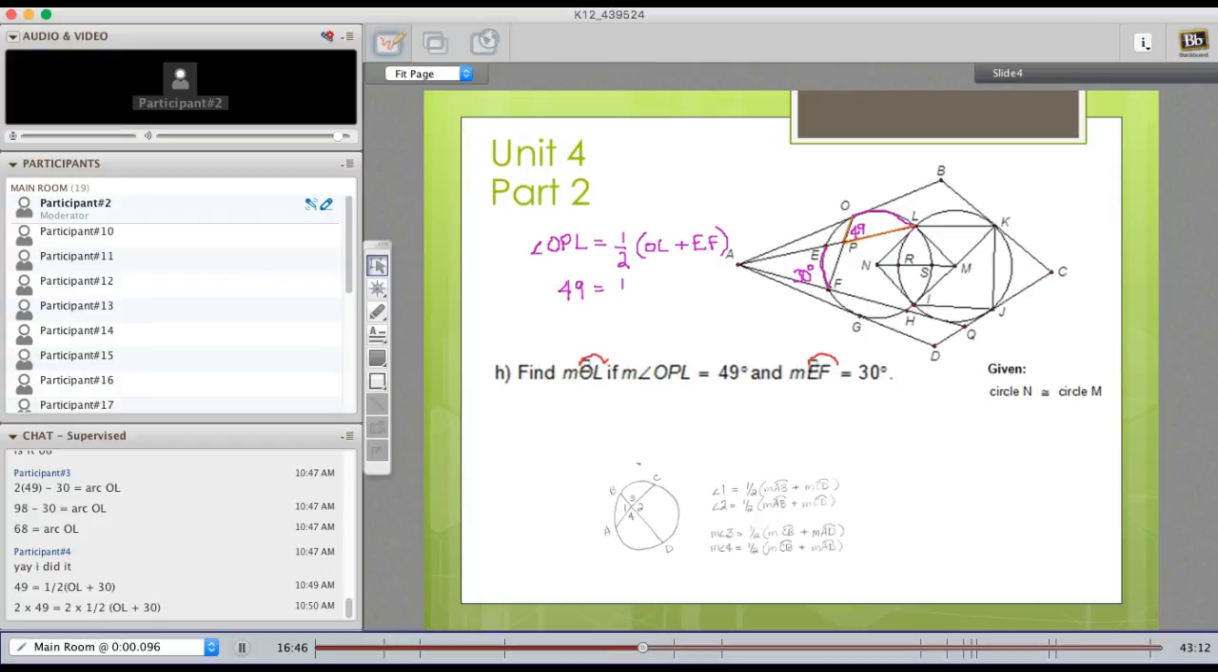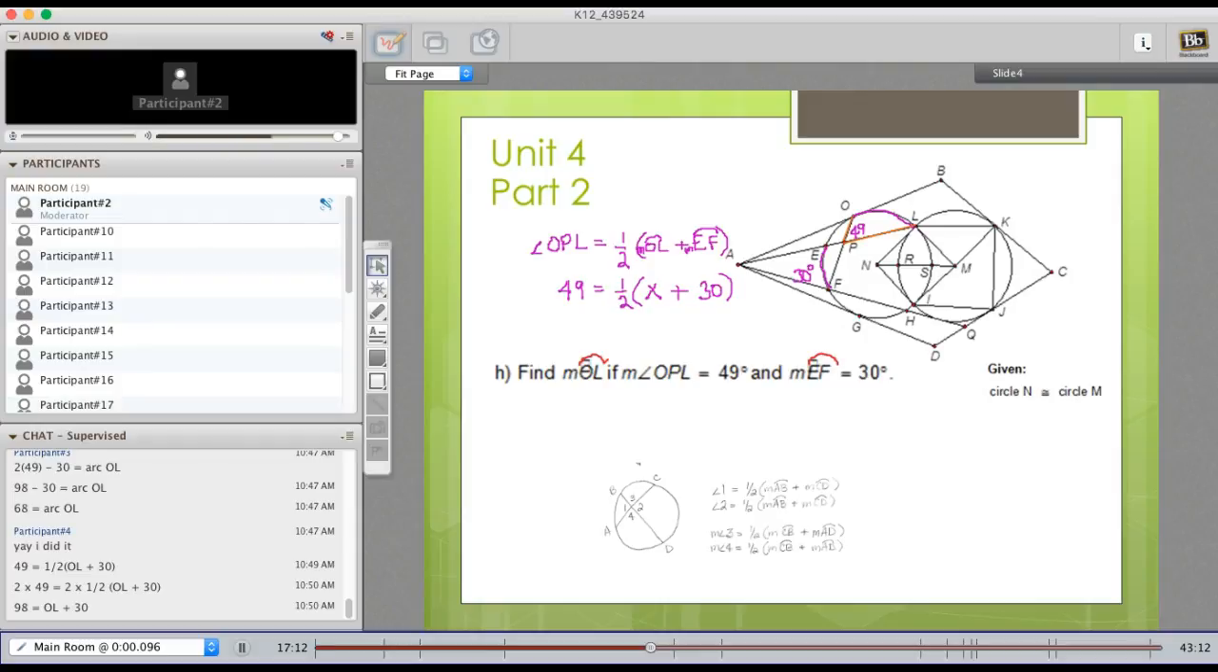Oh, and you know what I should do here? I'm sorry. The measure of arc OL and the measure of arc EF. I need to get my notation correct there. I know it's hard to type in the chat, so I know what you guys are saying. So the measure of arc OL we are looking for, I'll put an X there. The measure of arc EF we know is 30.